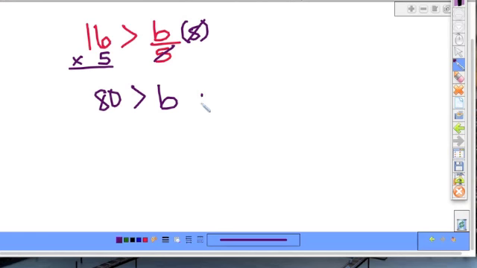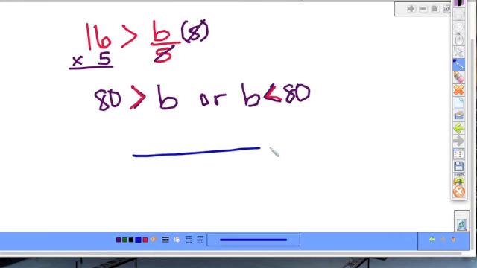You could rewrite this if you want to put the variable first. You could rewrite it this way. But if you notice, I did not change the value at all because the open part is still facing the 80. So you can flip them around, that's fine. Just make sure you don't change the inequality value.